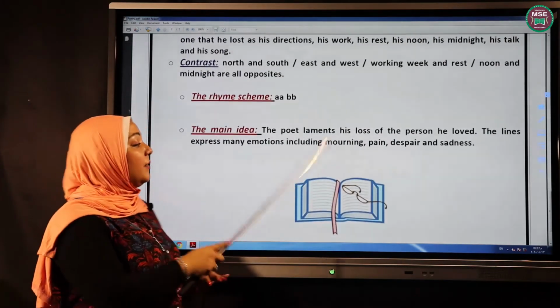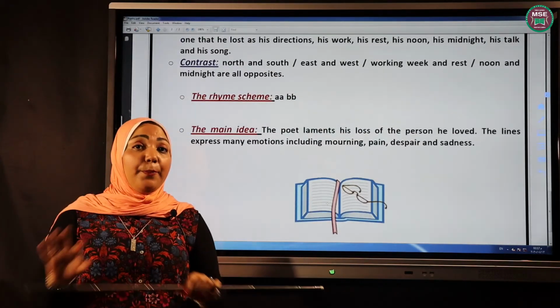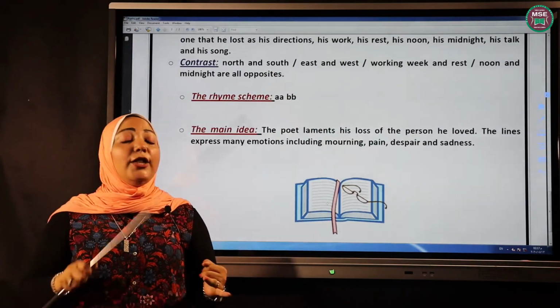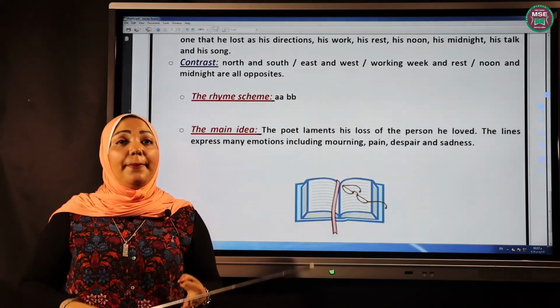I hope that you understood how to analyze any poem, going through the paraphrase, the figures of speech, and exploring the main idea.